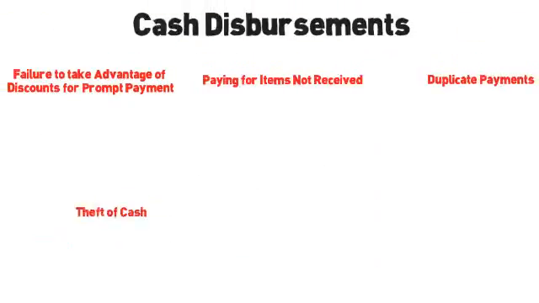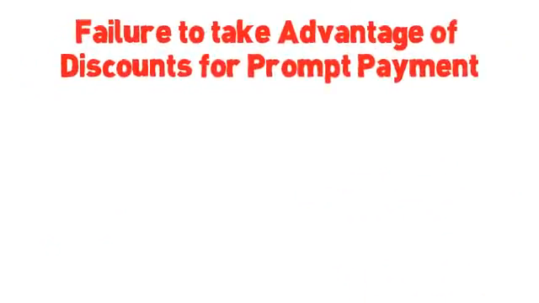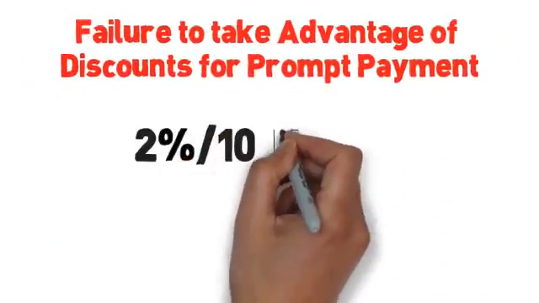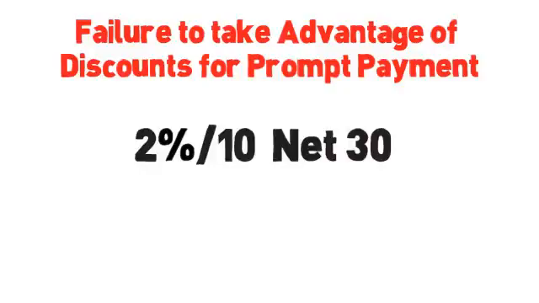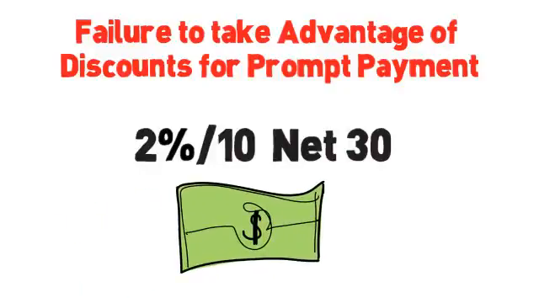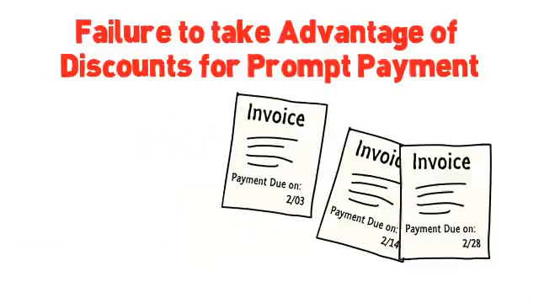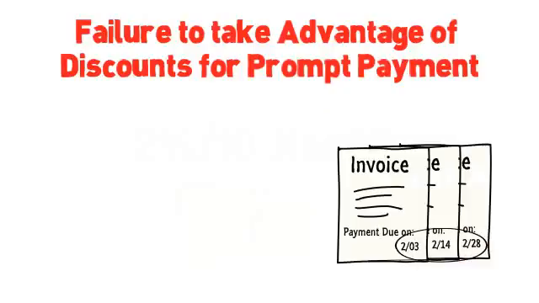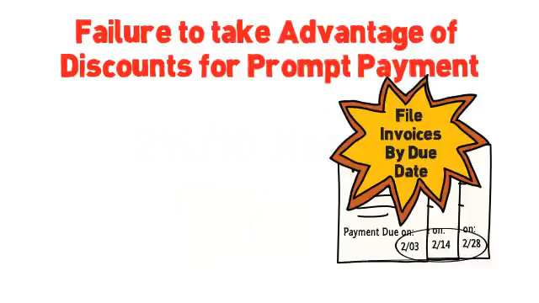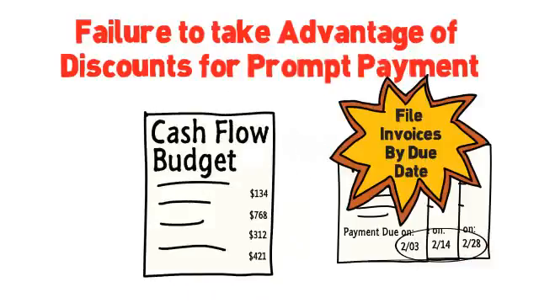Now we'll move over to cash disbursement threats. And we'll start with the failure to take advantage of discounts for prompt payment. Remember 2/10 net 30 from your accounting class? This means you can take a 2% discount on your payment if you pay early. You can make sure you pay on time by filing your invoices by due date so you know when invoices should be paid. You can also use a cash flow budget to ensure you have cash on hand to pay early.